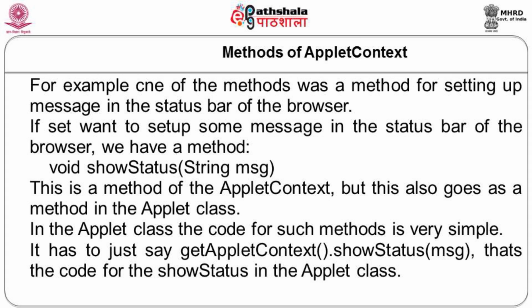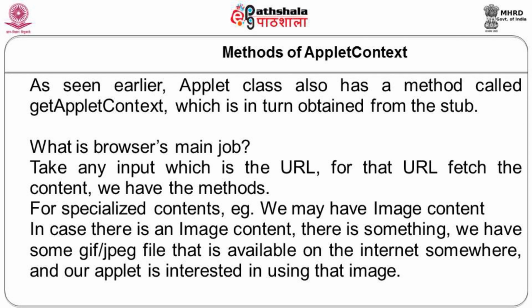The code in the applet class is very simple. It has to just say getAppletContext dot showStatus. That's the code for showStatus in the applet class, because the applet class also has the method called getAppletContext, which it was getting from the stub. So showStatus is for showing a message on the status bar. That is a simple thing, setting up some message on the browser status bar.